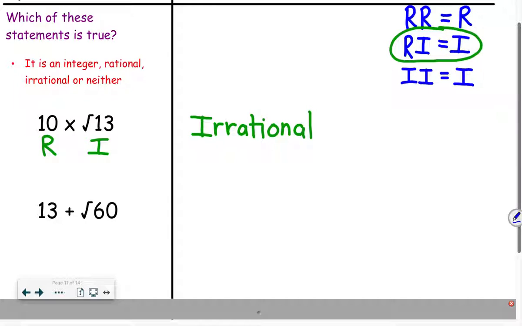And then 13 is a rational number. The square root of 60 is not a perfect square, so it's an irrational. So once again, we have a rational and an irrational, making our answer irrational. So anything involving an irrational produces an irrational number when you solve.